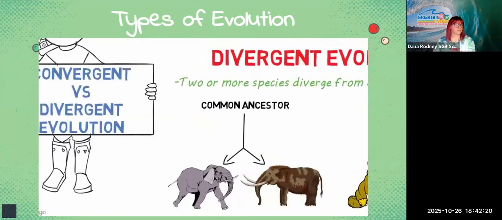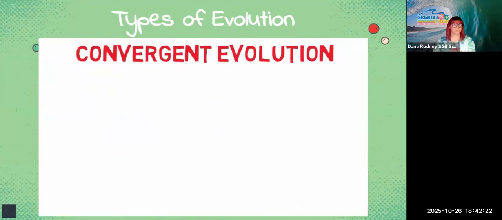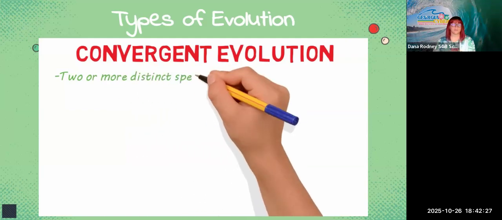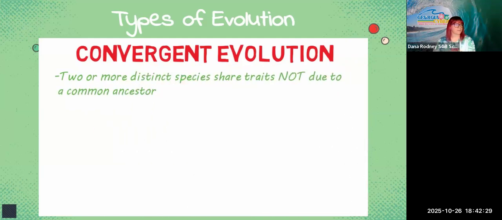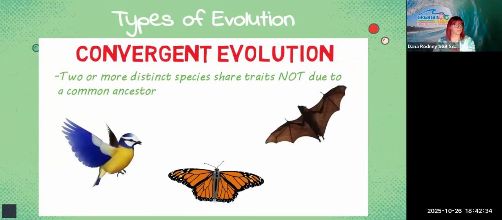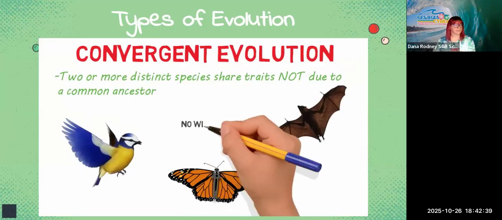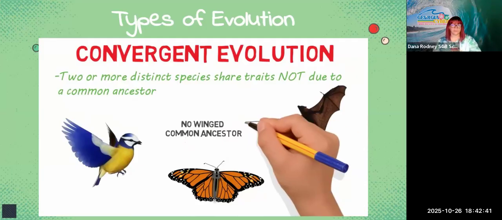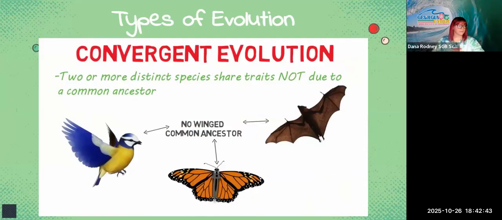Now let's contrast this with convergent evolution. In convergent evolution, two or more distinct species share traits not due to a common ancestor. So let's take birds, bats, and butterflies, for example. All have wings that allow them to fly, but they don't share a common ancestor with wings. So each one evolved to have wings independently. Right? Evolution converged on a similar trait in vastly different species. So their wings are not due to a common ancestor.